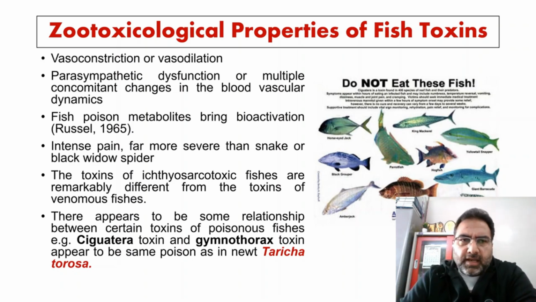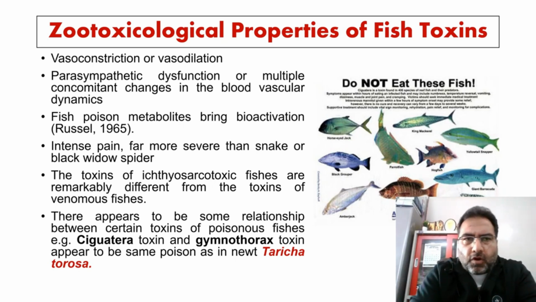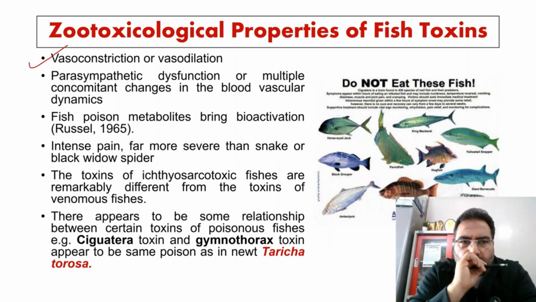So when the parasympathetic nervous system does not function properly, or there are multiple concomitant changes in the blood vascular dynamics, either because of these toxins there is vasoconstriction or vasodilation, parasympathetic dysfunction, or multiple concomitant changes in the blood vascular dynamics.